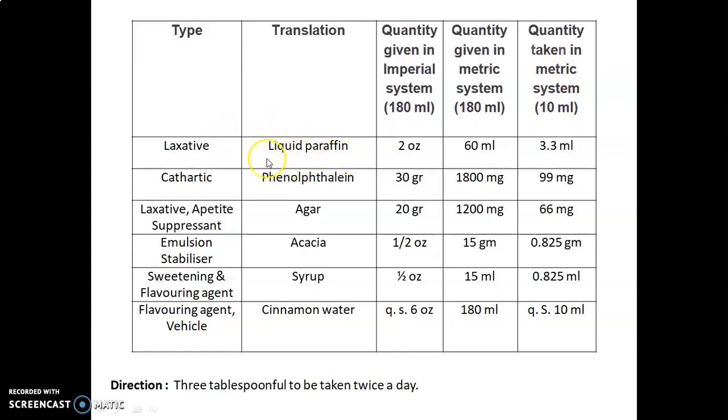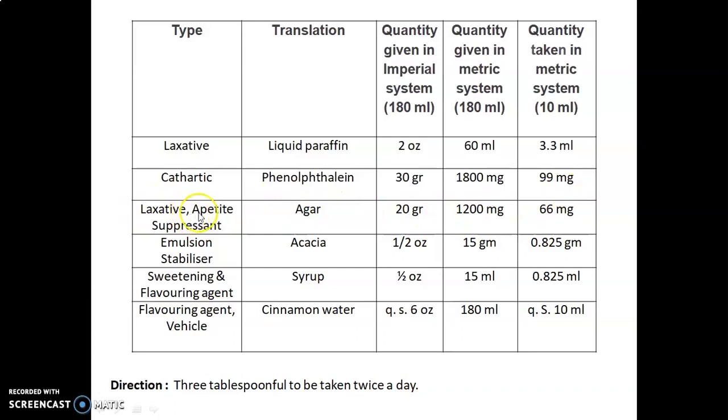First of all we have liquid paraffin, which is used as a laxative. Quantity given in the imperial system is 2 ounce. 1 ounce is equal to 30 ml, so 2 ounce means 30 into 2, that is 60 ml. 3.3 ml is calculated with the help of the factor. Phenolphthalein, which is a cathartic, quantity given is 30 grain, that is 30 into 60 milligram, so we have 1800 milligram. Quantity taken is 99 milligram.